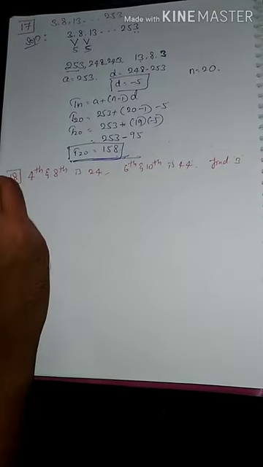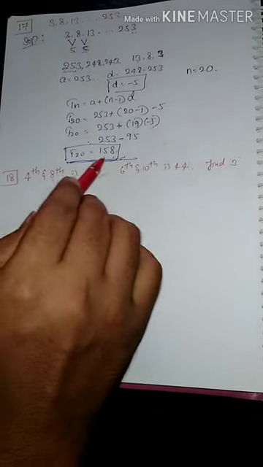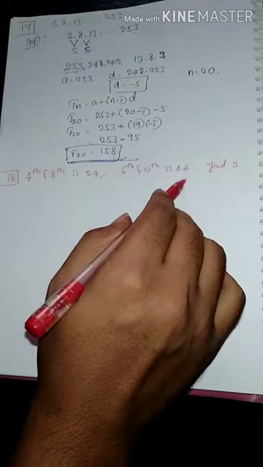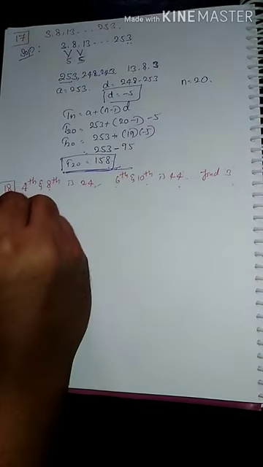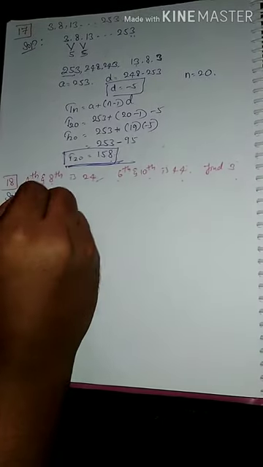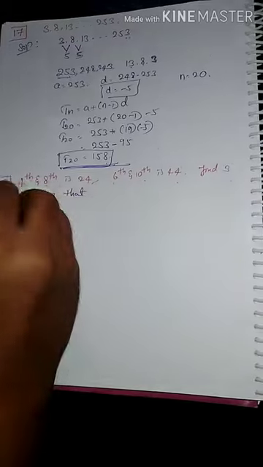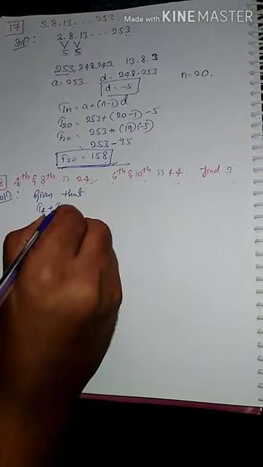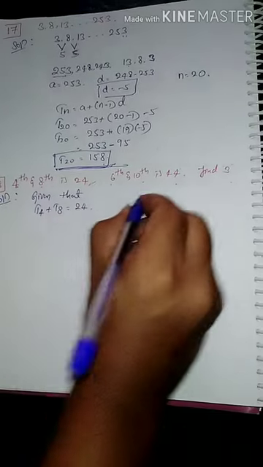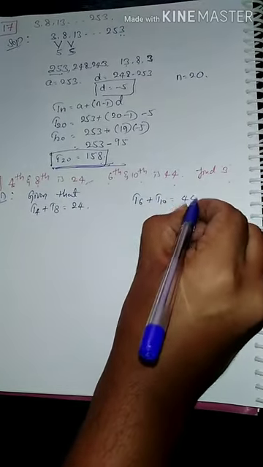So once again I will repeat the question. The sum of 4th and 8th term of an AP is 24, and the sum of 6th and 10th term is 44. Find the first 3 terms of the AP. Solution. Given that the sum of T4 and T8, that is T4 plus T8, is equal to 24. T6 plus T10 is equal to 44.